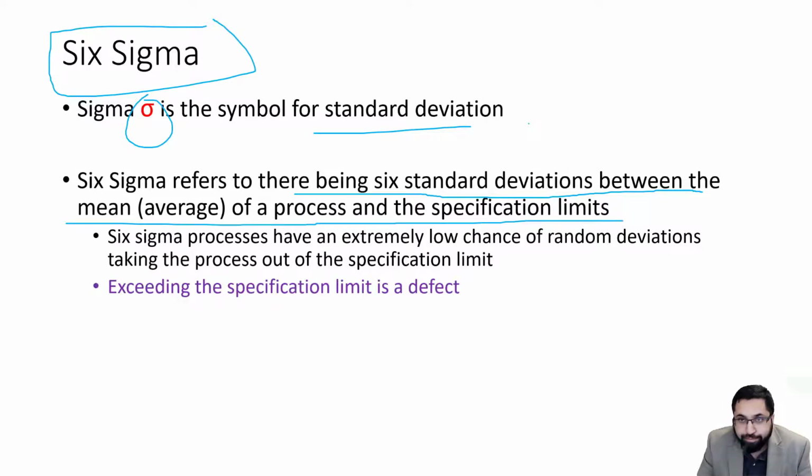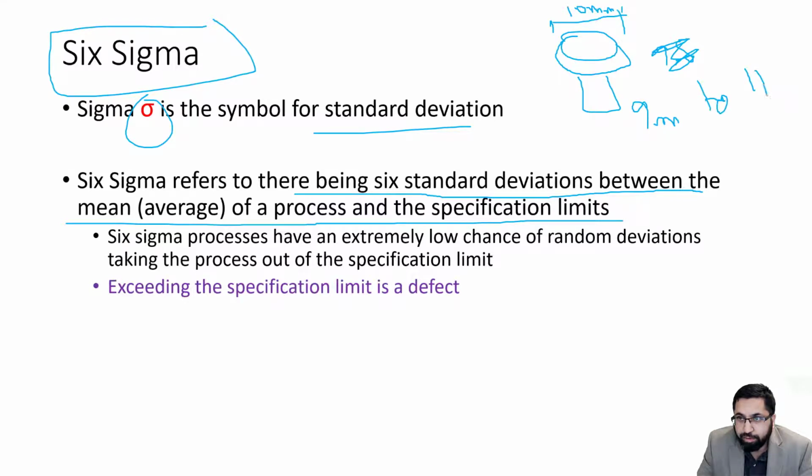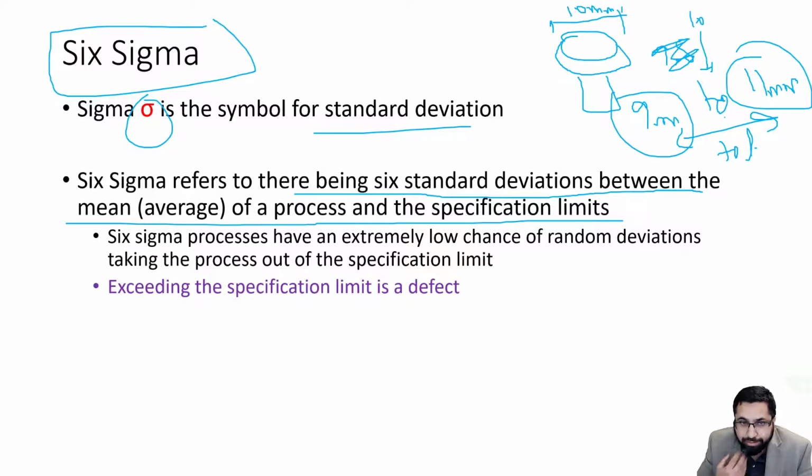So for example, you're making a nut, and the head is supposed to be 10 millimeters in diameter, and let's say the specification says that it's okay if the head is, let's just make it simple, between 9 millimeters and 11 millimeters. So you have some tolerance, right? You should ideally be at 10, but if you go up to 11 or down to 9, you're fine. So the specification limits would be 9 and 11 millimeters, the tolerance limits.